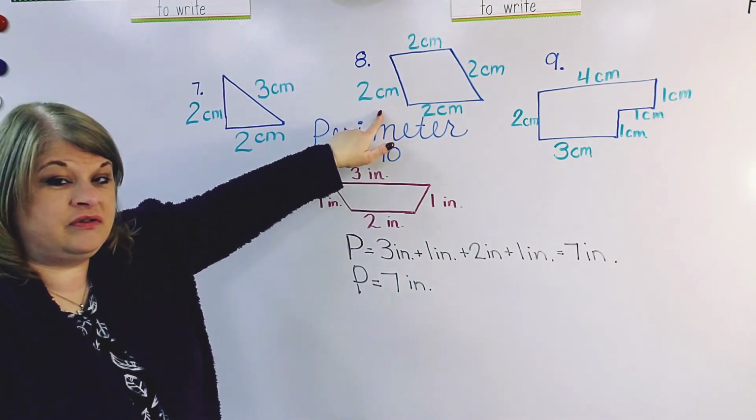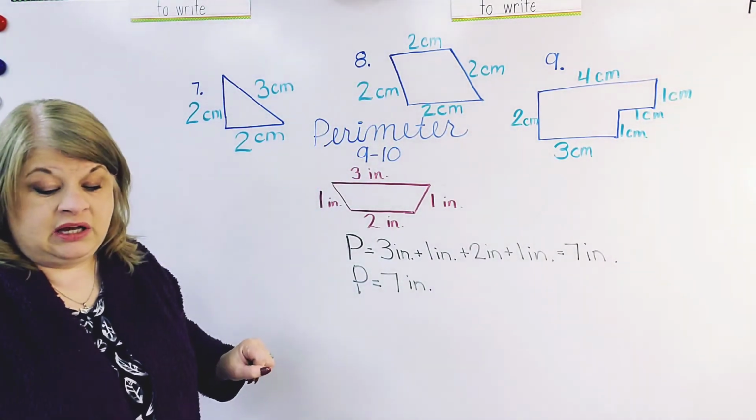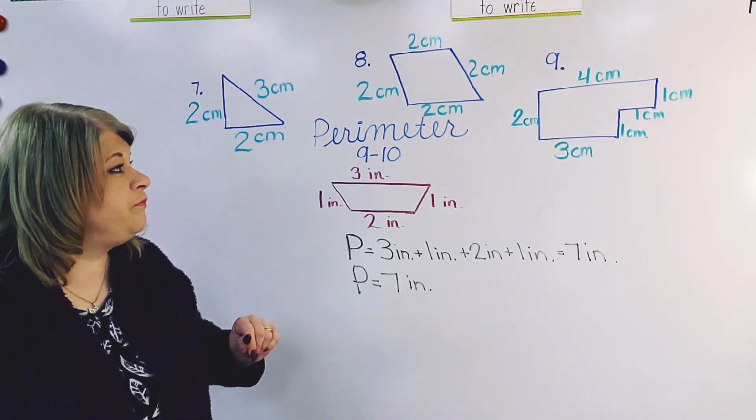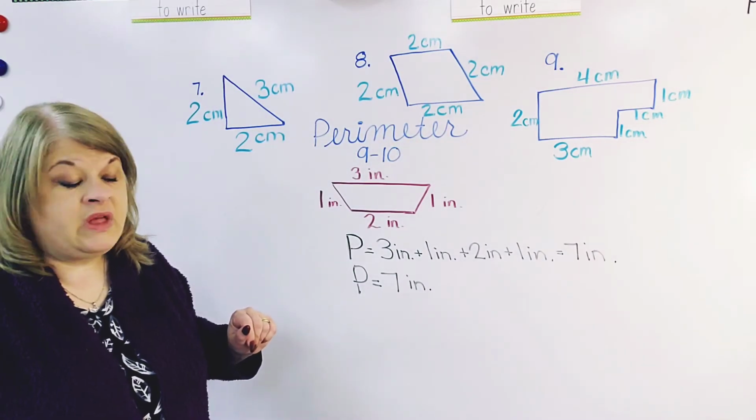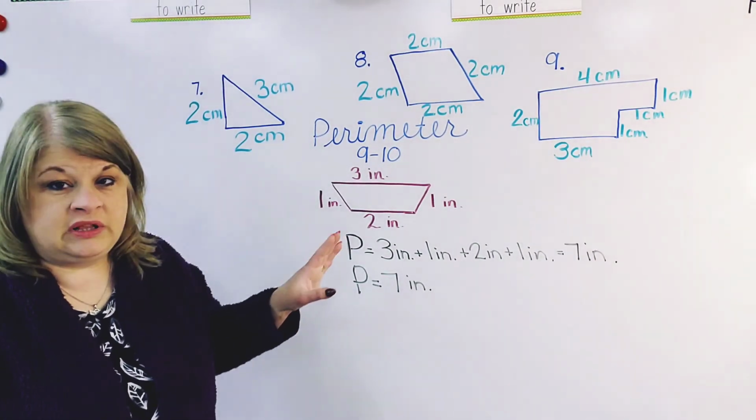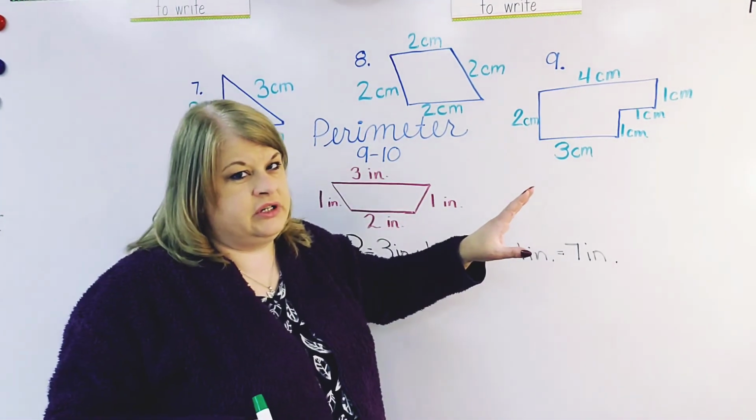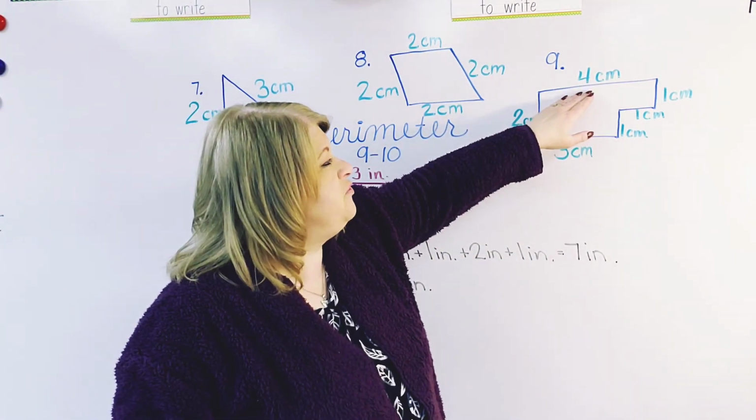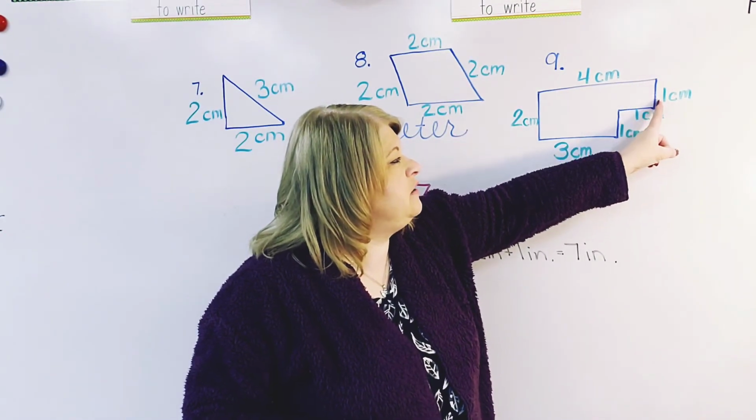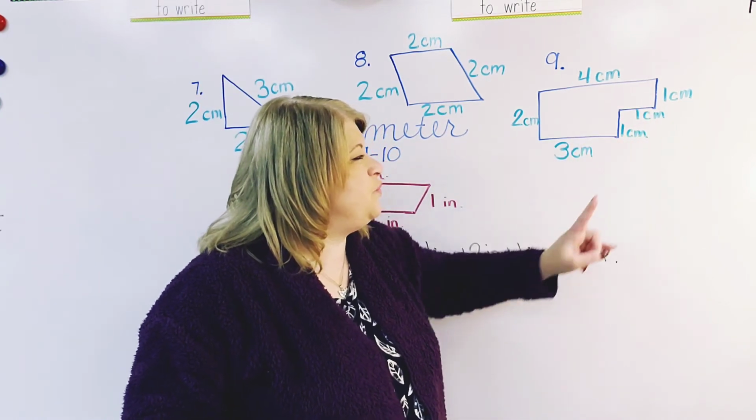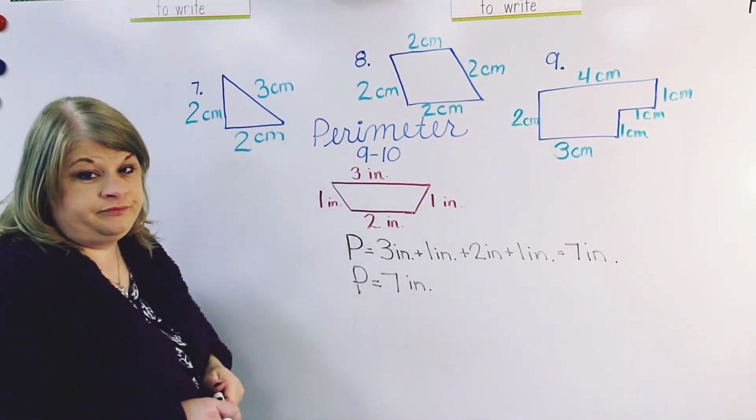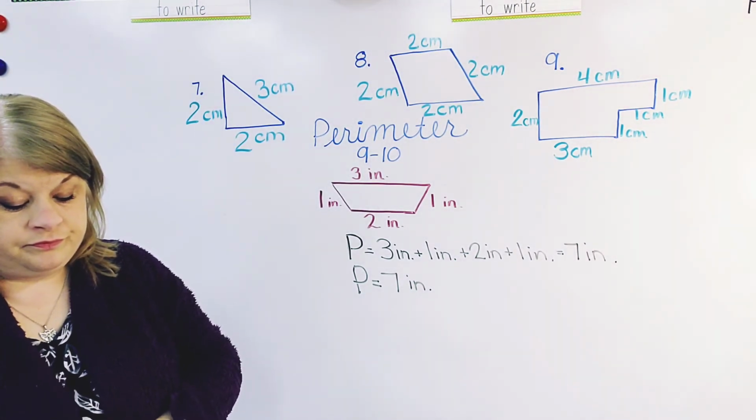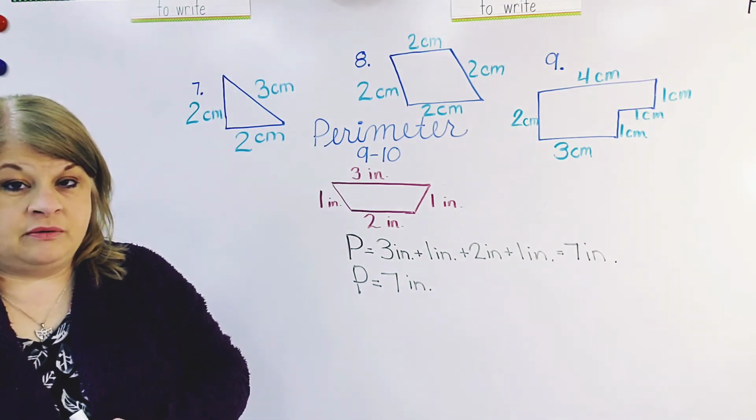Number 8, each of those sides is 2 centimeters. Each of the sides of that rhombus is 2 centimeters. And then on number 9, this is the one that's a little bit, it's not tricky, you just got to pay attention. We have 2 centimeters, on the bottom is 3, top is 4. This side here is 1, this is 1, and this is 1. So you're going to write those in. All right, so you're going to complete the page.